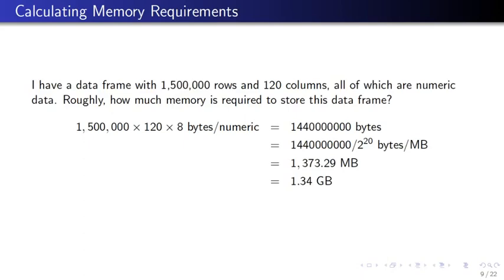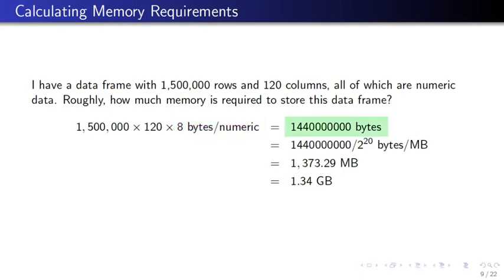I can do a simple calculation. The number of elements in this data frame is going to be 1.5 million times 120, because it's a square object. Now, if all the data are numeric, then each number requires 8 bytes of memory to store, because the numbers are stored using 64-bit numbers, and there are 8 bits per byte, so that's 8 bytes of memory per numeric object.